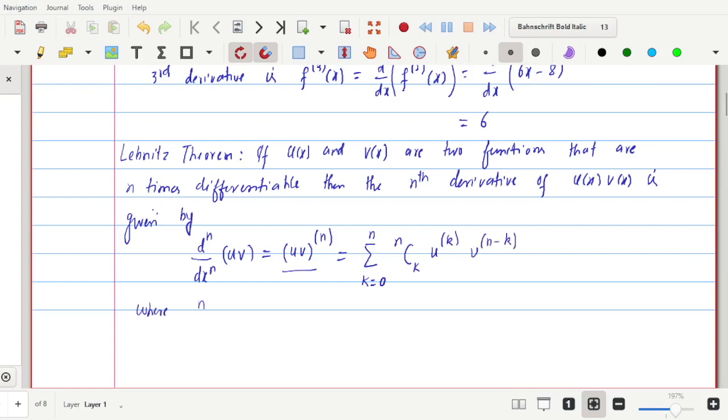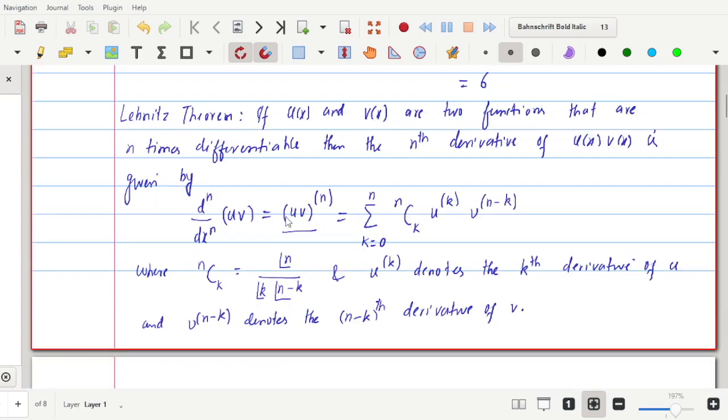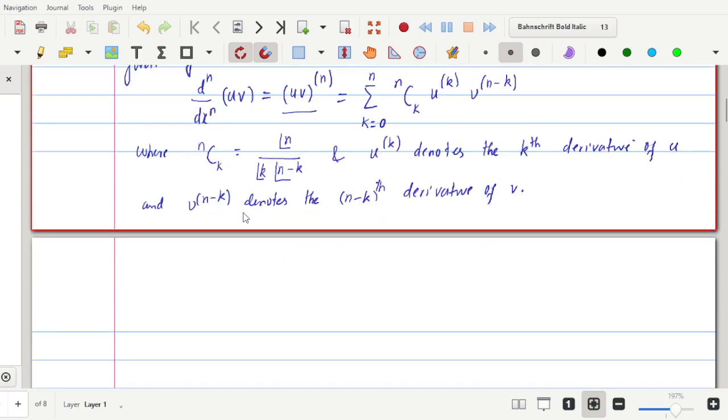We have this notation nCk. Now we already know that this is equal to n factorial divided by k factorial into (n minus k) factorial. And this u power k denotes the kth derivative of u, and finally this v power (n minus k) denotes the (n minus k)th derivative of v. So we have this Leibniz theorem which will directly help us obtain the nth derivative of the product of two functions which are both n times differentiable.